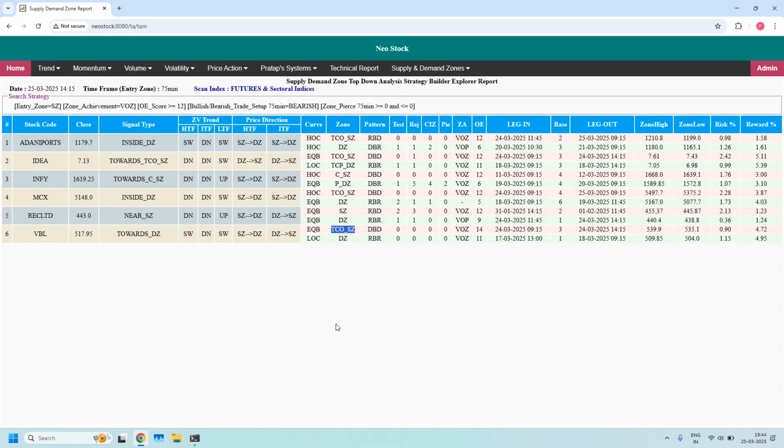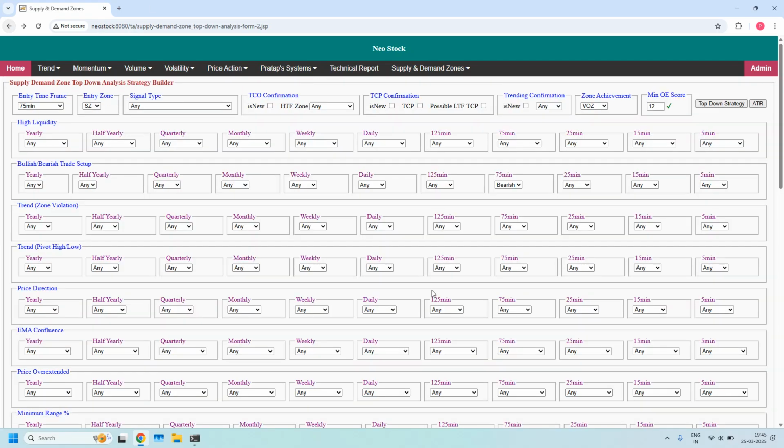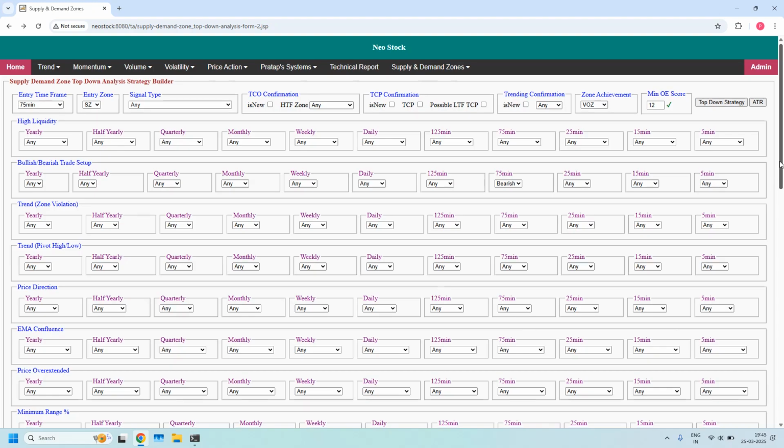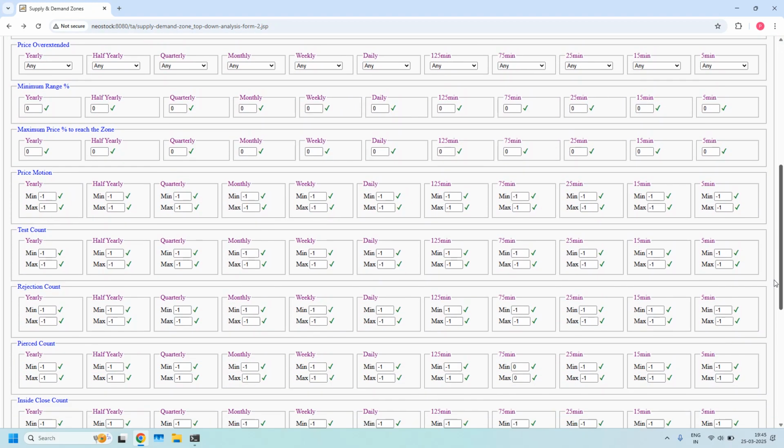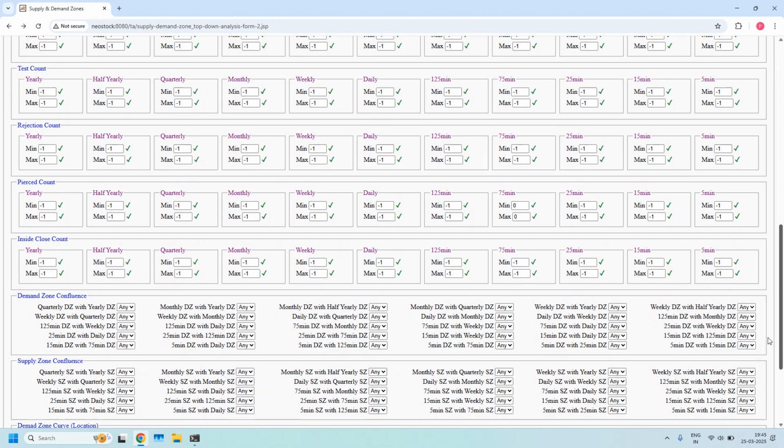We have 6 75 minute supply zones available, supporting the bearish trade setup for weekly income trade. Out of these 6 75 minute supply zones, how many have a higher probability of success? That we will identify based on the zone confluence. First filter is LTF and ITF supply zone confluence, that is 75 minutes and daily supply zone confluence.